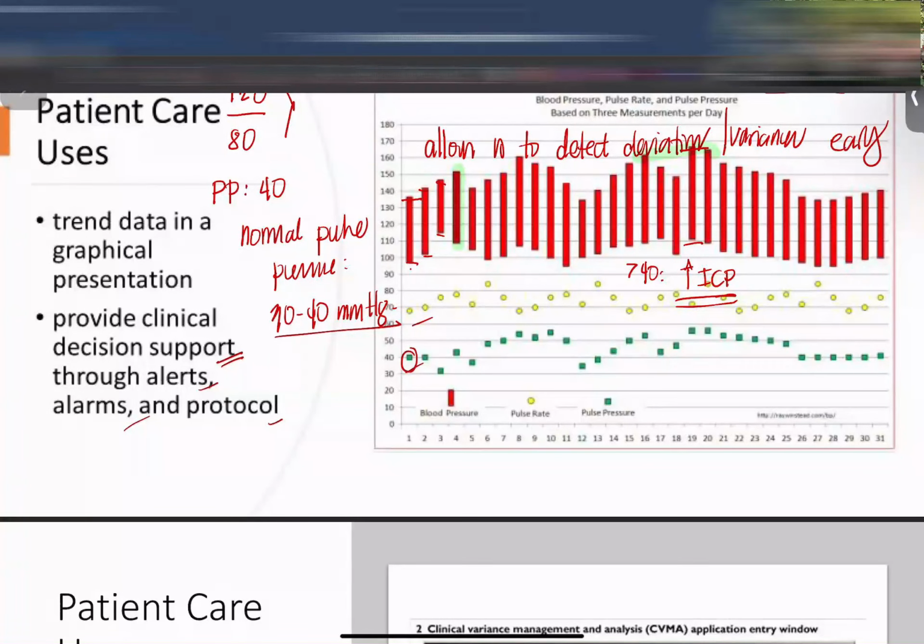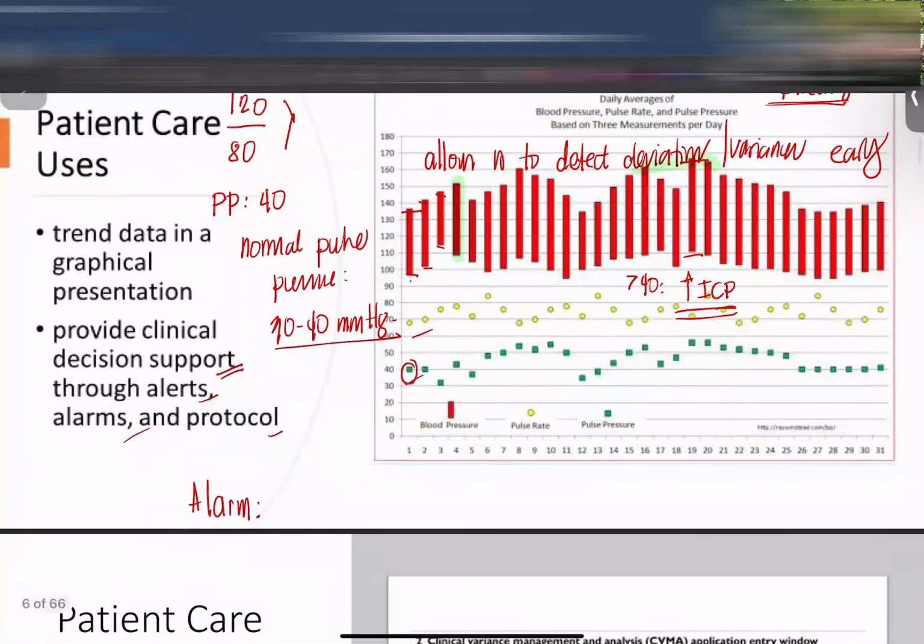Now, class, when an alarm sounds in the hospital, what's the best way to respond? Is it okay for me to silence the alarm right away?